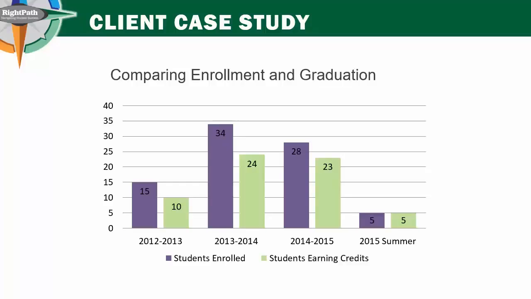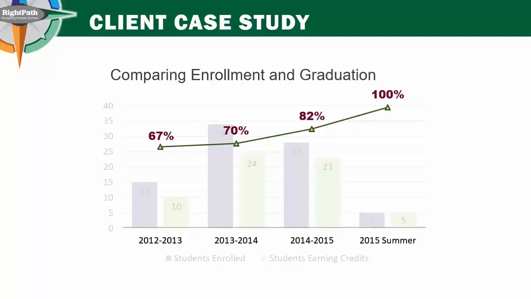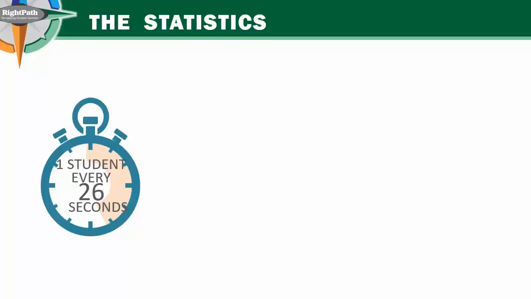This summer school program encompassed students in grades 9 through 11 who were recovering credits from the past school year, as well as allowing the 5 students from the school year to earn their credits and graduate with their cohort. So as you can see here, the percent of graduation within the program rose from 67% the first year, and in that 3rd year after the summer school program, 100% of their students actually graduated with their cohort, increasing their graduation rate.